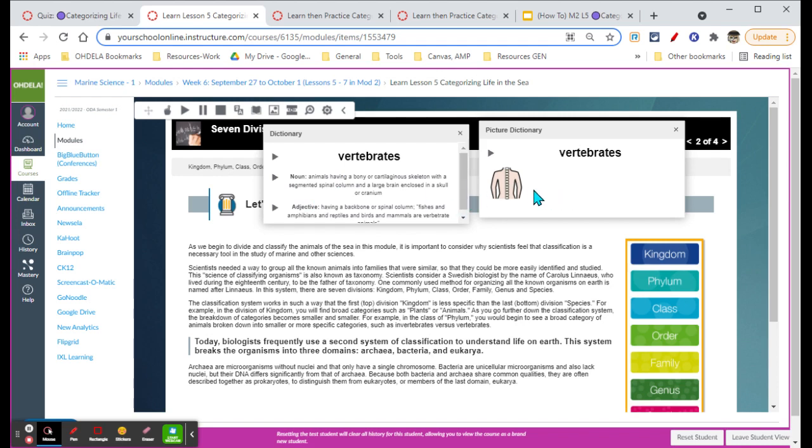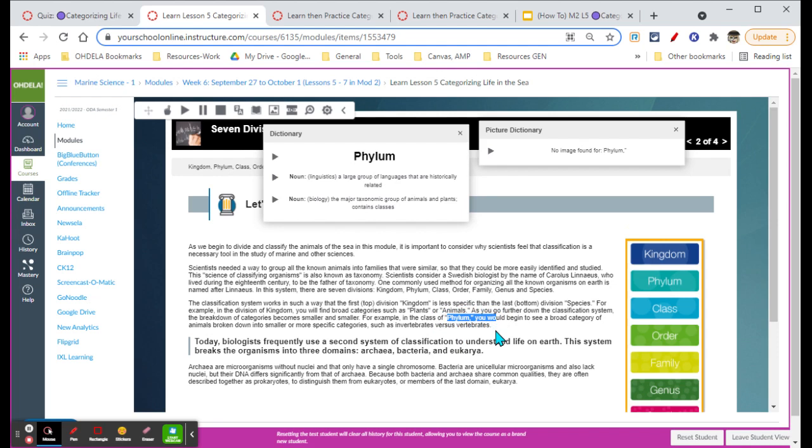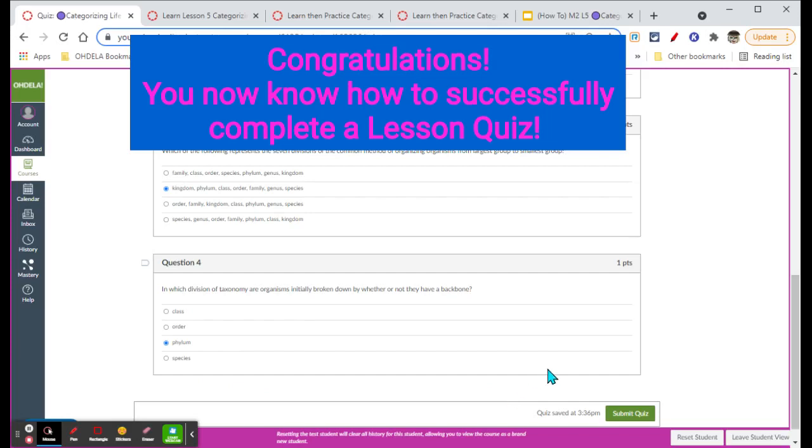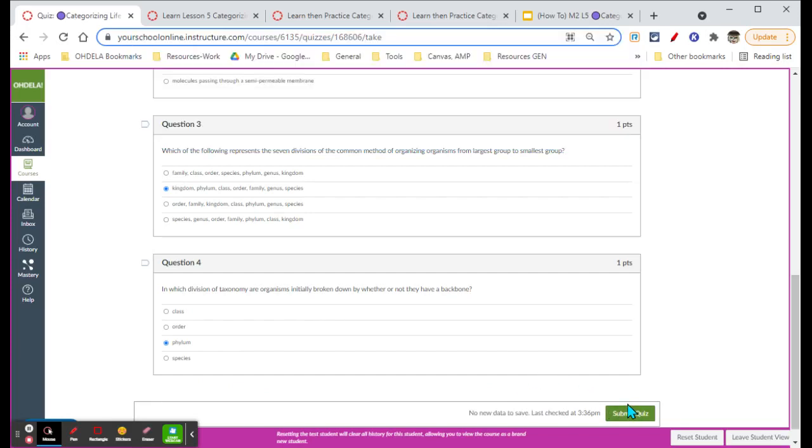And for the picture, you can see that there is a picture of the human body back with the backbone showing. So at the level phylum, we start to see the difference and separation of organisms with and without a backbone. So we can go back and select phylum and then submit our quiz. That's how you can complete a lesson quiz in your course.